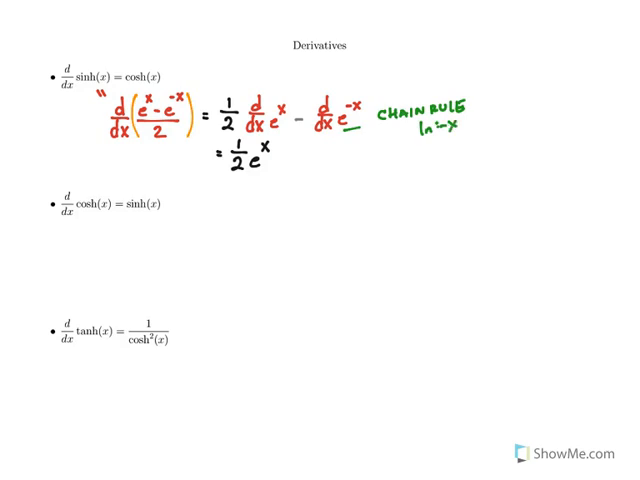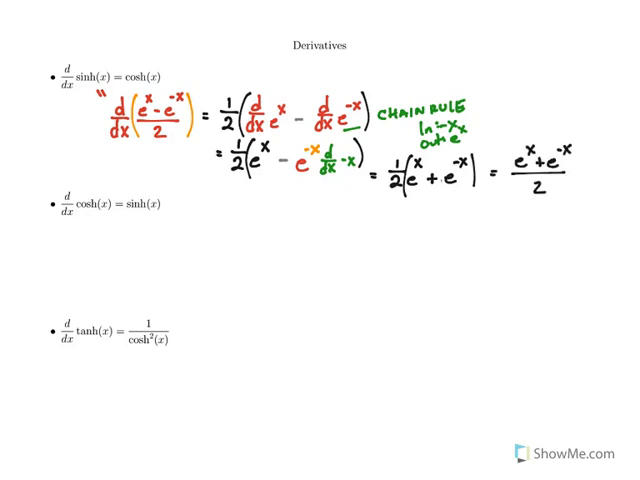Inside function is negative x, outside function is e to the x. So we're going to take the derivative of the outside function, e to the power of something, leave the inside alone, and then multiply by the derivative of the inside. And altogether, that's going to give us 1/2 times all of this, e to the x plus e to the negative x, which we can write as e to the x plus e to the negative x over 2, and that is cosh.